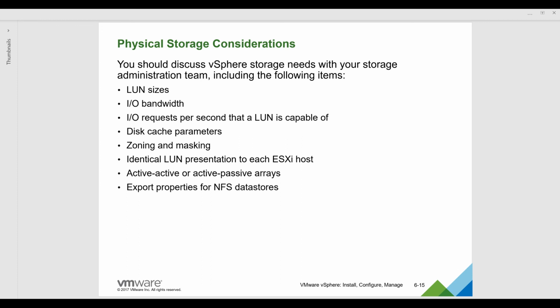So what should you consider with physical storage? You should discuss vSphere storage needs, which should include: what are your LUN sizes? What's your bandwidth? Input-output requests per second that a LUN is capable of. Disk caching, zoning, masking, identical LUN presentation to each ESXi host, active-passive arrays, and do you want to export the properties for the NFS data stores?